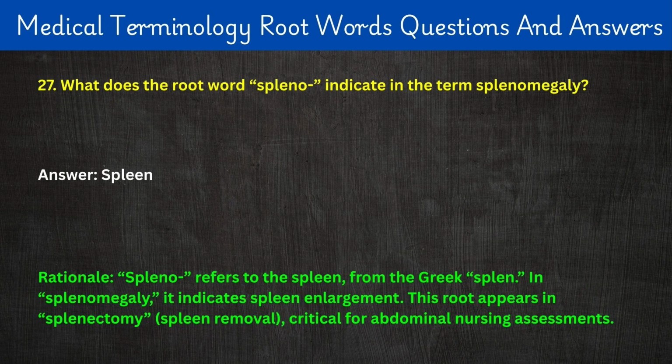27. What does the root word spleno- indicate in the term splenomegaly? Answer: spleen. Rationale: Spleno- refers to the spleen, from the Greek splen. In splenomegaly, it indicates spleen enlargement. This root appears in splenectomy, spleen removal, critical for abdominal nursing assessments.